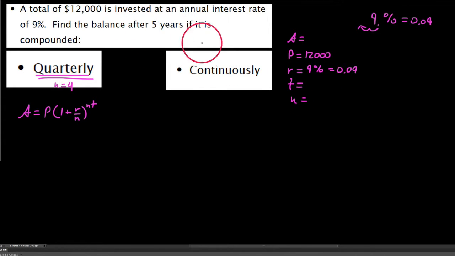We say find the balance after 5 years. So we have a time here, 5 years. And in this particular case, for our first example, our n is 4. What we're being asked to solve for is this value here.